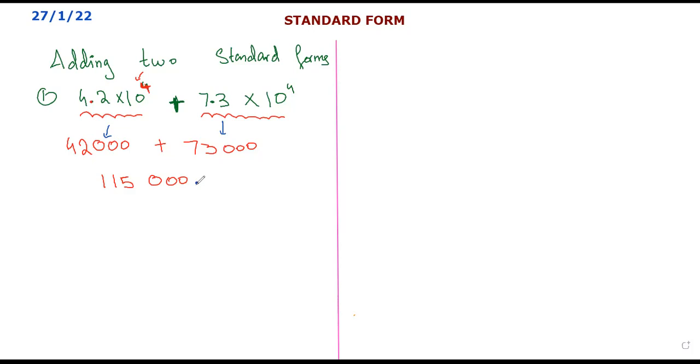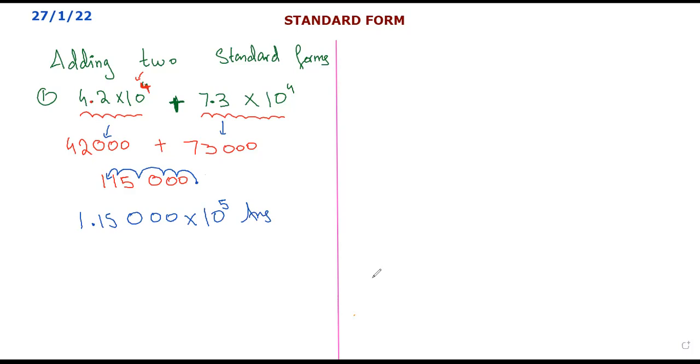Decimal is here right now. We need to move the decimal 1, 2, 3, 4, and 5 units to the left. So this would become 1.15000 multiplied by 10 to the power positive 5. Now this is the answer. Saneem, are you clear with this? Yes. Okay, right.